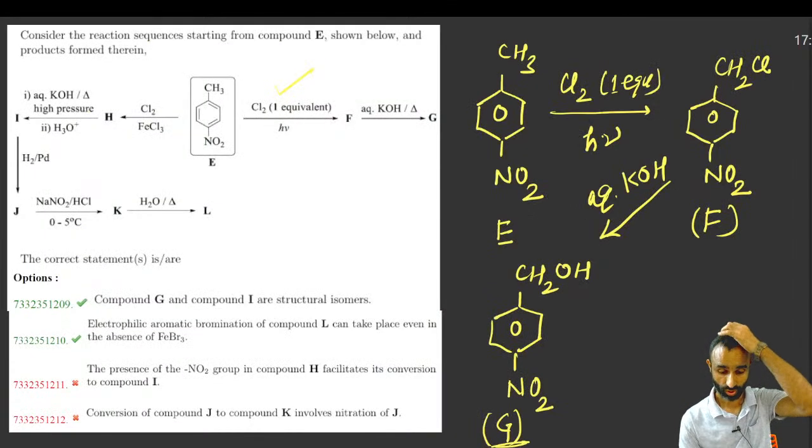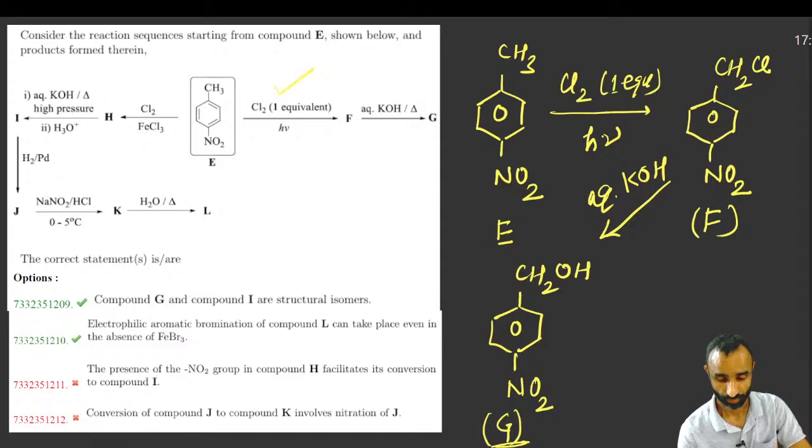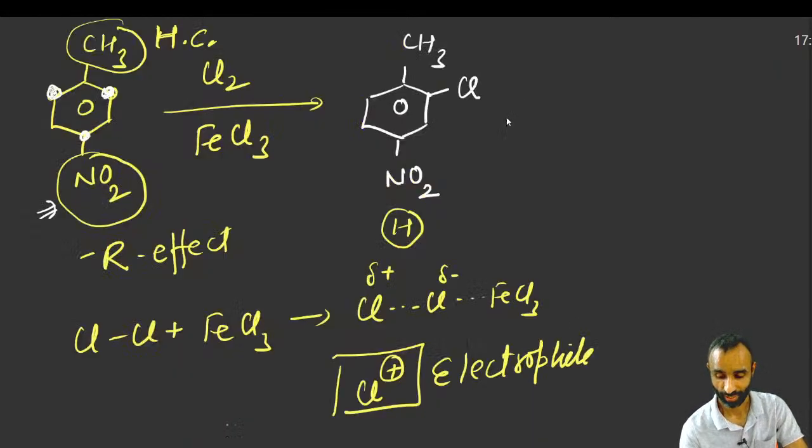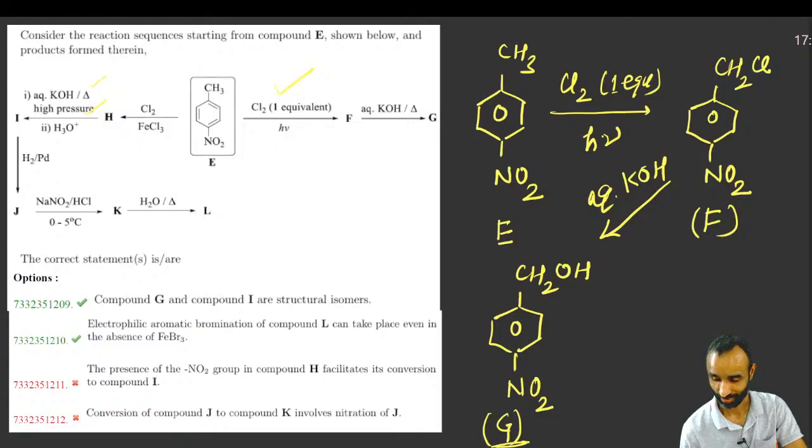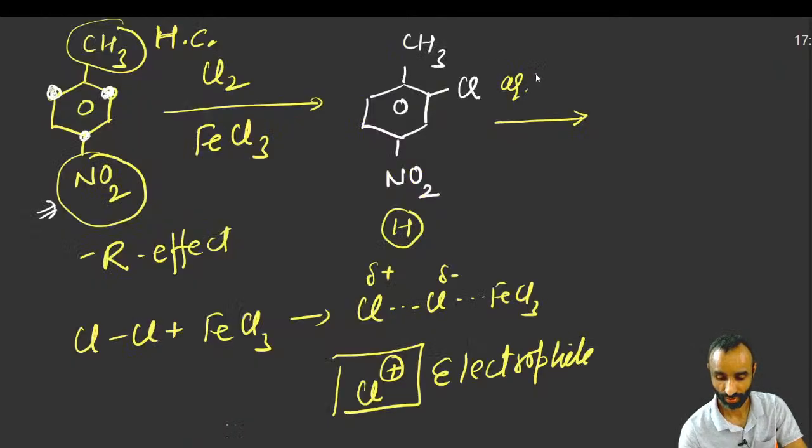Now this H will react with aqueous KOH and we heat it at high pressure. What is the name of the process? Tell me. Very good, very good. It is Dow's process. I didn't expect that you could answer it. Very good. You have done this part.